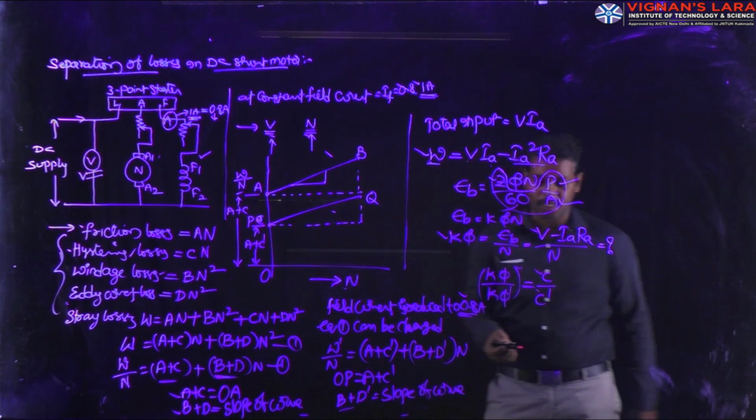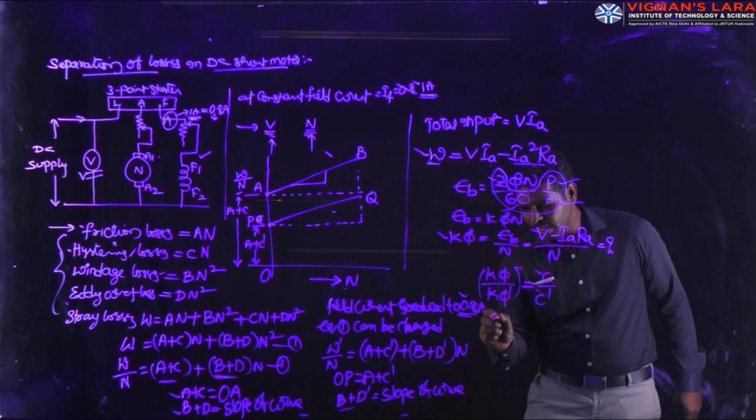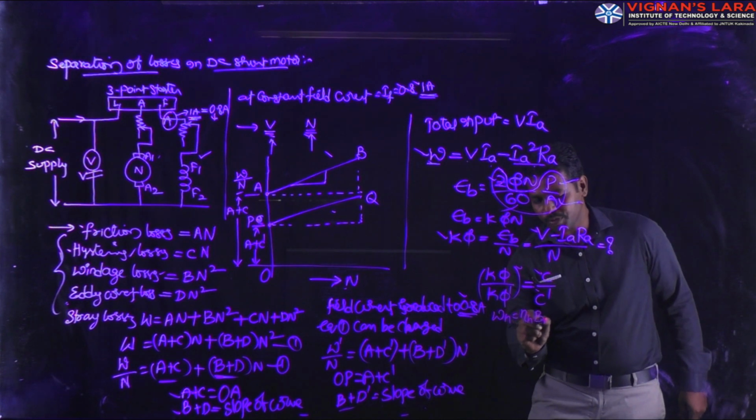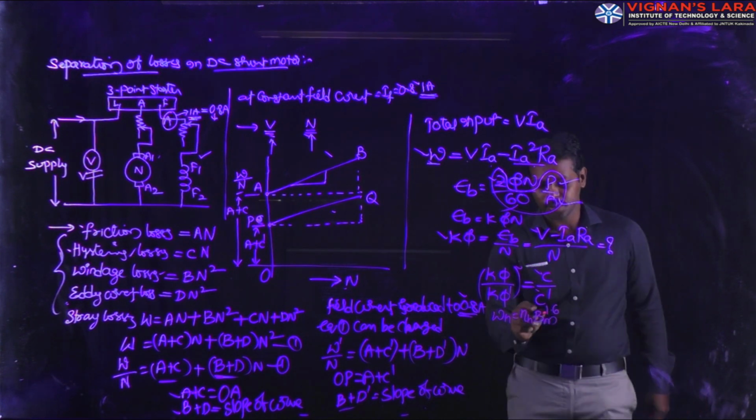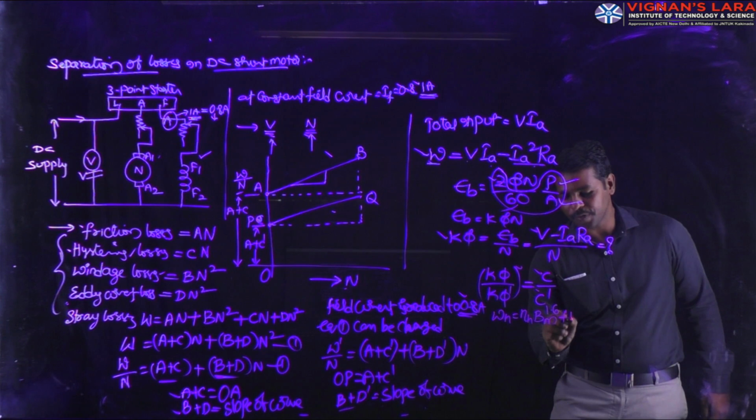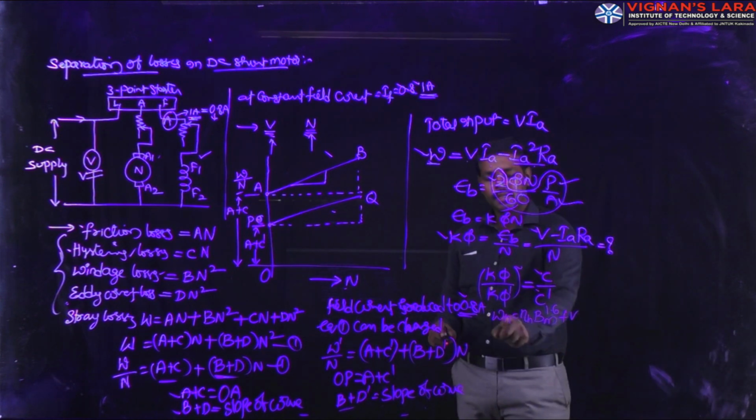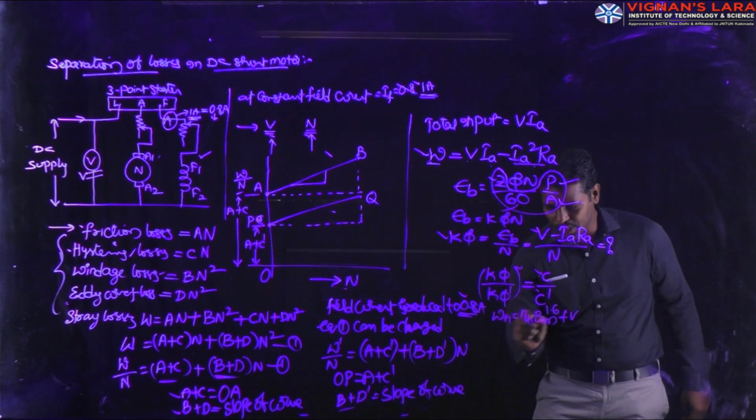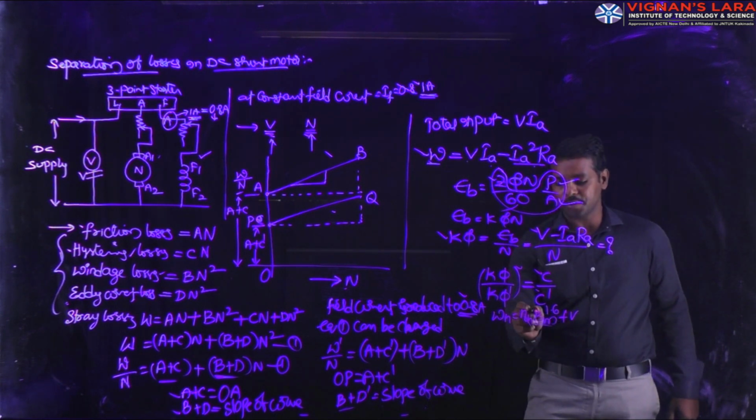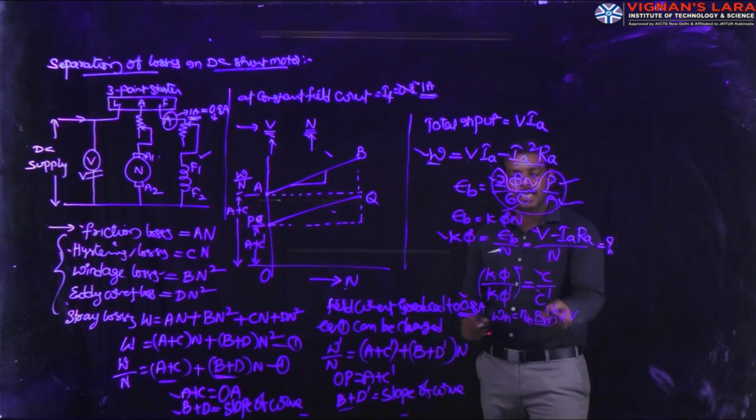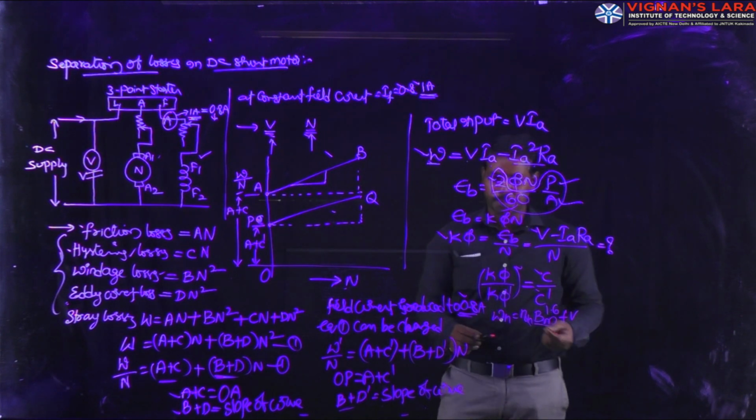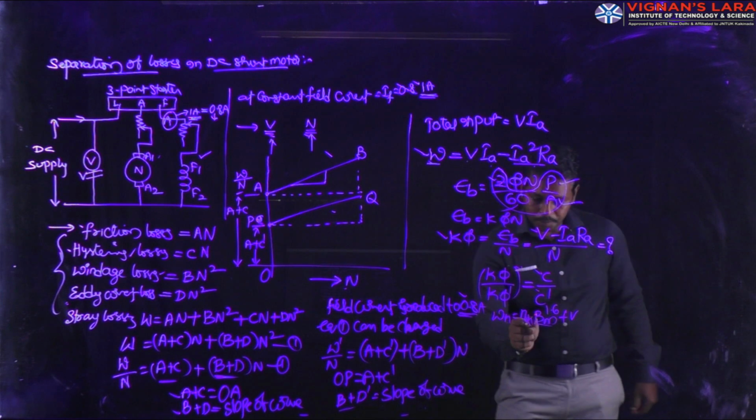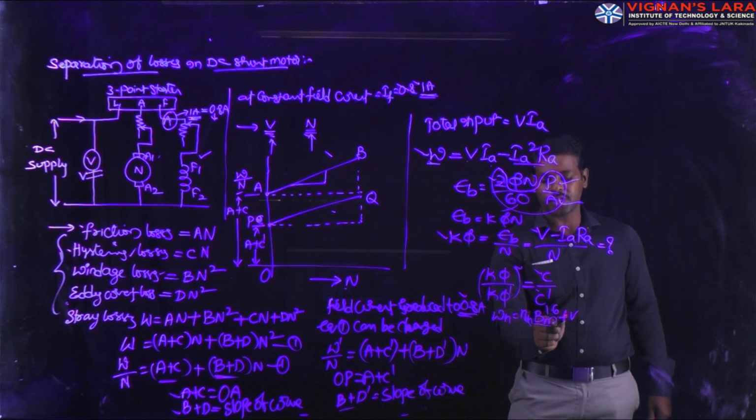All of you know the general equation: WH is equal to eta H into Bm to the power of 1.6, into F into V. This is the expression of hysteresis losses. Eta H, the hysteresis coefficient, is always constant. Bm is the maximum flux density, which is flux per unit area. The area is also constant, so Bm is directly proportional to flux.